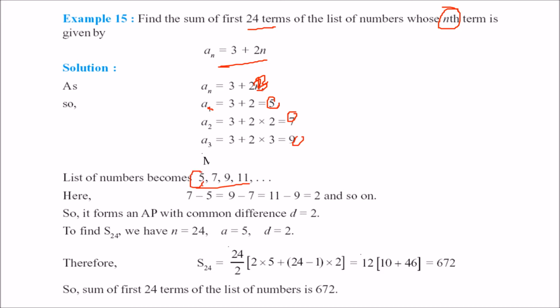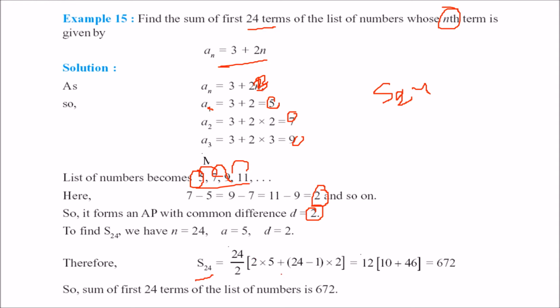What is the first term? A, that is 5. Common difference is 7 minus 5, or 9 minus 7, or 11 minus 9, that gives you 2. So common difference is 2. Now you have to find the sum of first 24 terms. So S24 you have to find.